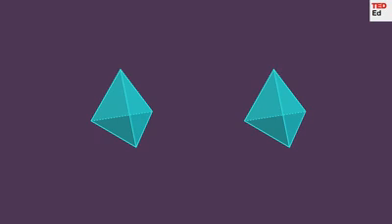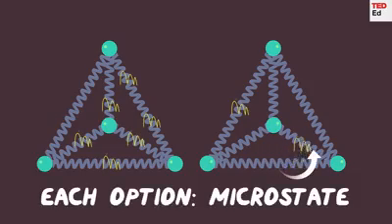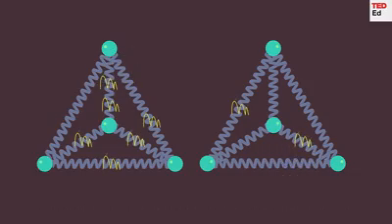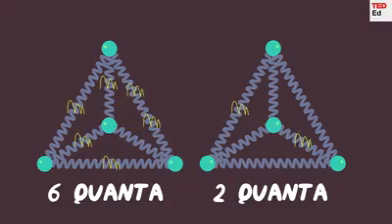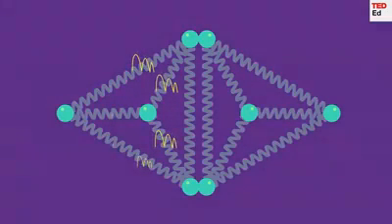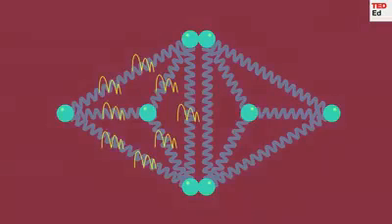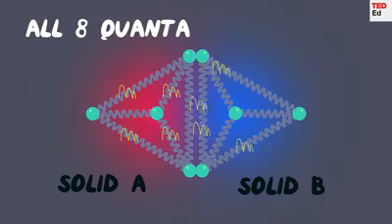It turns out that there are numerous ways that the energy can be distributed in the two solids and still have the same total energy in each. Each of these options is called a microstate. For 6 quanta of energy in solid A and 2 in solid B, there are 9,702 microstates. Of course, there are other ways our 8 quanta of energy can be arranged. For example, all of the energy could be in solid A and none in B, or half in A and half in B.